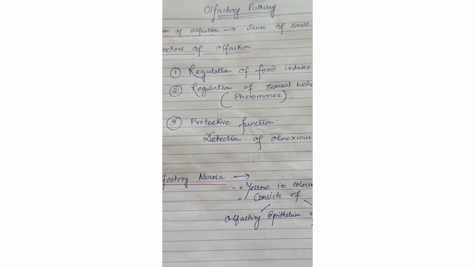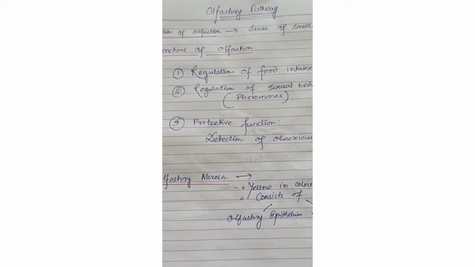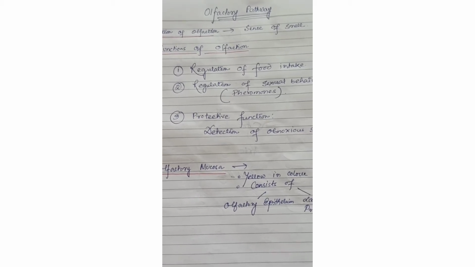Our topic of discussion today is the olfactory pathway. Definition of olfaction: olfaction is the sense of smell. What are the functions of olfaction? It helps in regulation of food intake, so that when we get the smell we understand which food we are taking. Regulation of sexual behavior, especially by pheromones, and protective function, that is detection of obnoxious substances.